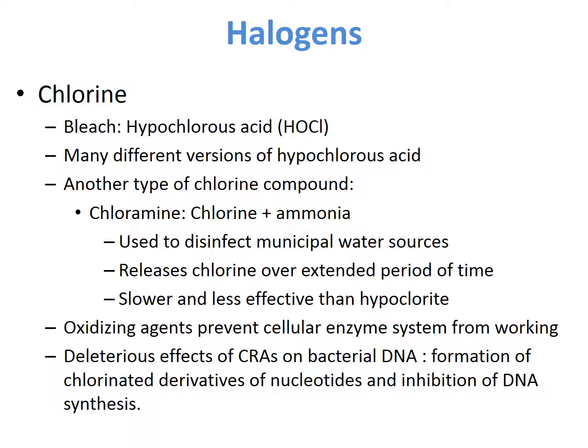One type of chlorine compound that you should be aware of is chloramine. Chloramine is basically a combination of chlorine plus ammonia. Okay. It's used now in a lot of different cities to treat water, okay, as part of the water purification process. The reason why it's preferred over older forms of chlorine and hypochlorous acid is because it releases chlorine over an extended period of time. Okay. It is a little bit less effective than hypochlorite, which is derived from hypochlorous acid.